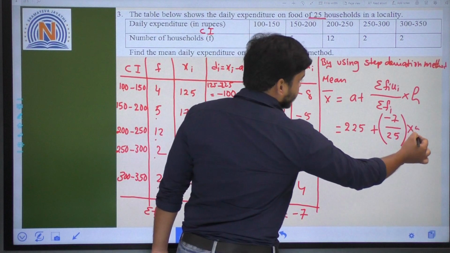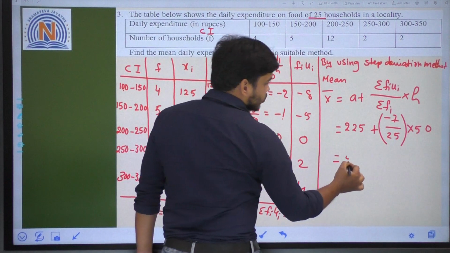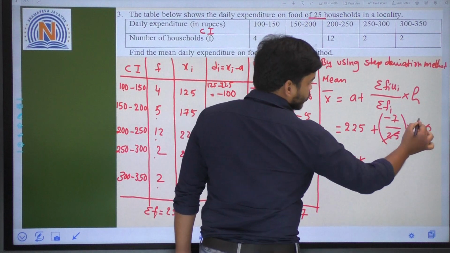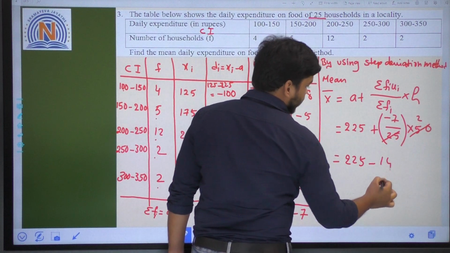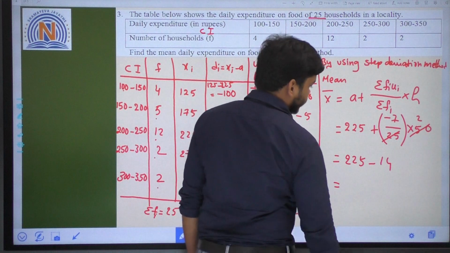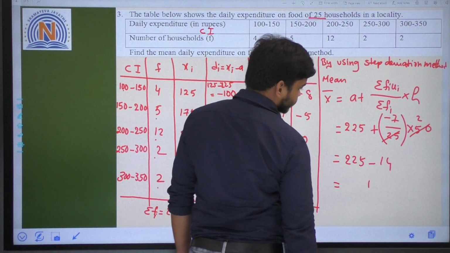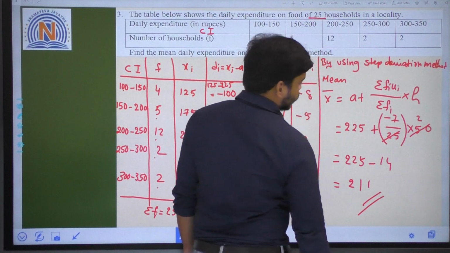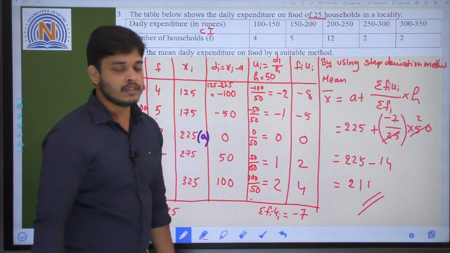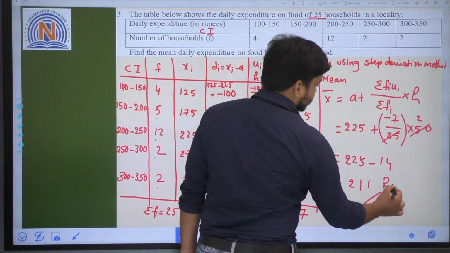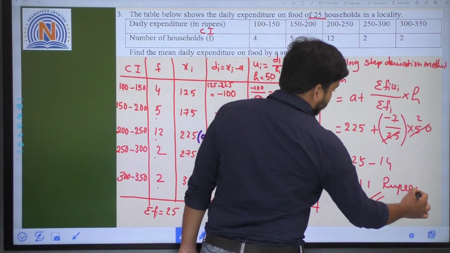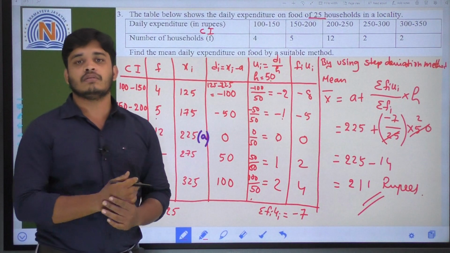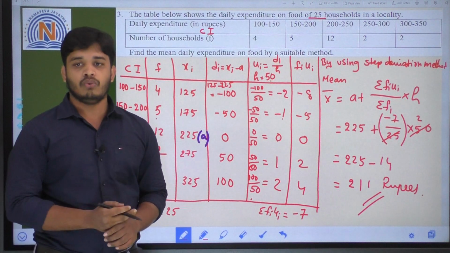I am taking h as 50. So that is 225 plus minus 7 by 25 into 50; 25 twos are 50, and 2 sevens are 14. So 225 minus 14 is 211. So 211 rupees is the average expenditure of a householder.